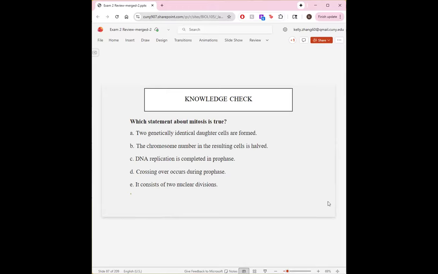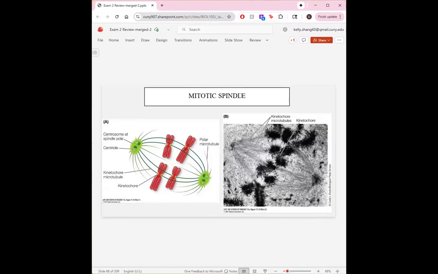Knowledge check: which statement about mitosis is true? As we covered, two genetically identical daughter cells are formed because you're just duplicating the exact same DNA in the same way. So same quantity and the coding is all the same. So it'll be A. Really quickly, the mitotic spindles are cytoskeletal structures composed of microtubules that move chromosomes during segregation. So remember, in the beginning, they attach to the chromosomes, and then during anaphase, these are the structures that pull the chromatids apart.